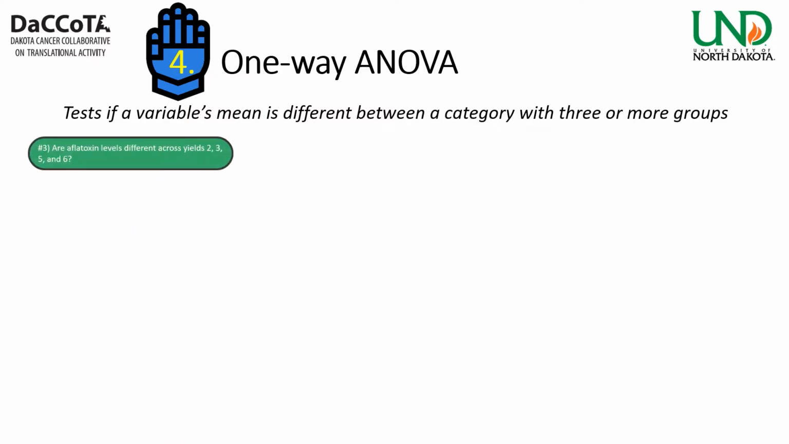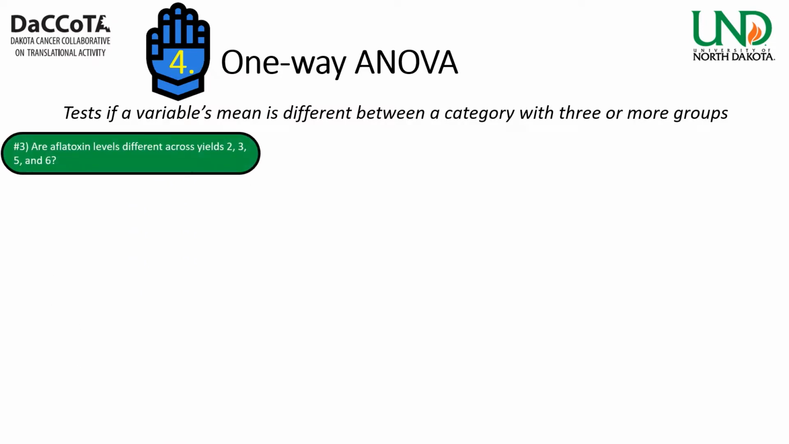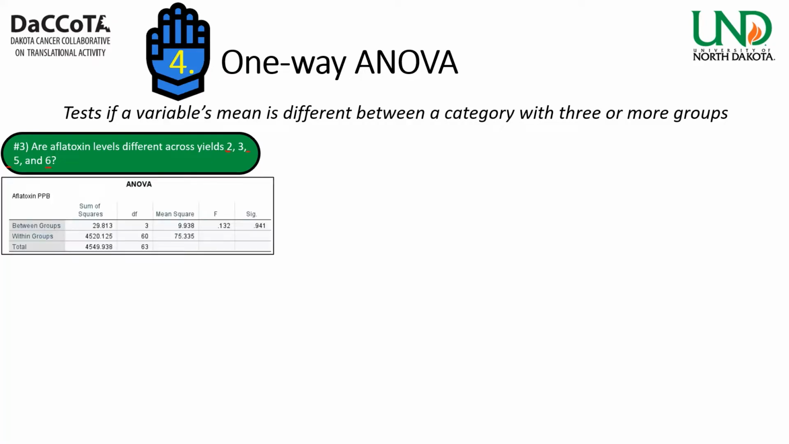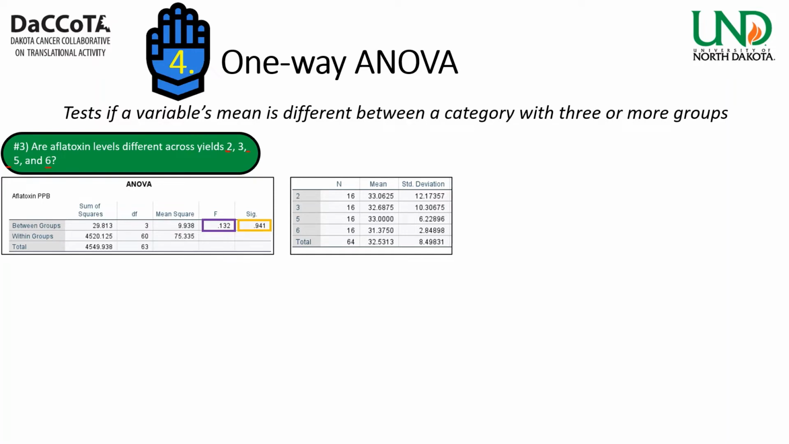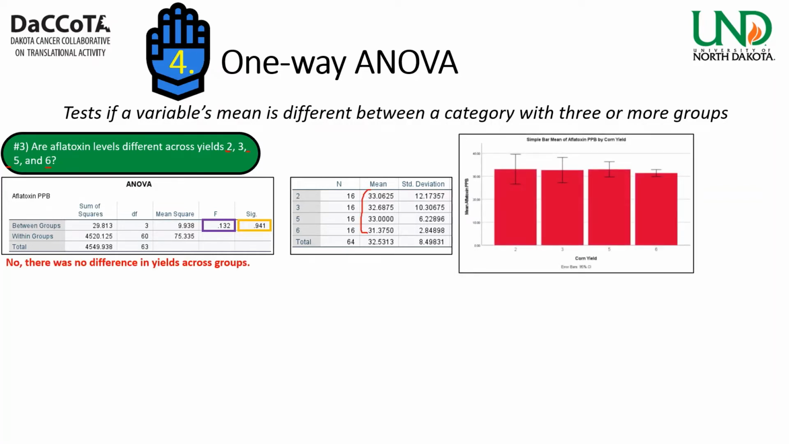Now let's look at aflatoxin levels across yields 2, 3, 5, and 6. We find with ANOVA a very small F value, not significant, so I'm not going to show the post hoc comparisons. Instead, I'll just show you the descriptive statistics, and you can see they're all very close to one another. And so no, there was no difference in yields across these specific groups.